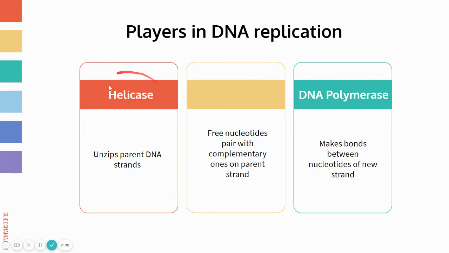So the two enzymes, one is helicase, and the job for that one is to unzip the parent DNA strands. And then those free nucleotides are going to come in and pair with their complementary nucleotides on the parent strands. And then DNA polymerase is going to make bonds between the new nucleotides on the new strand. So it's nucleotide to nucleotide that the DNA polymerase is connecting.